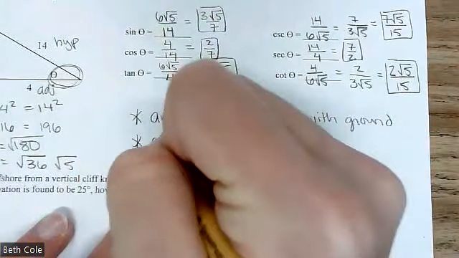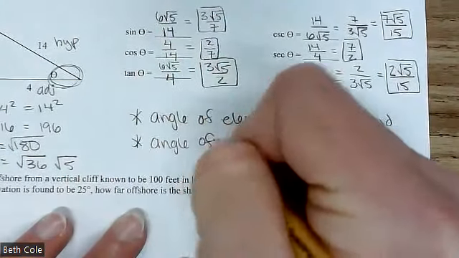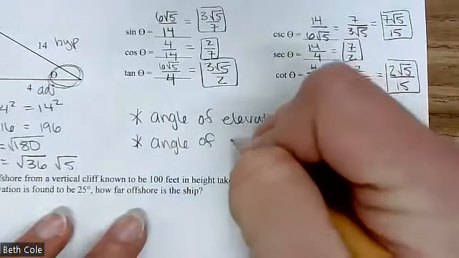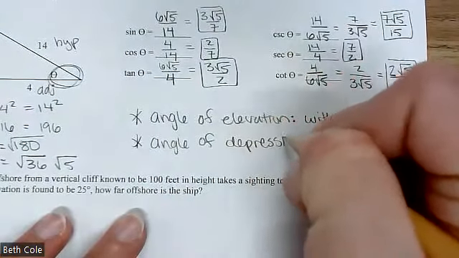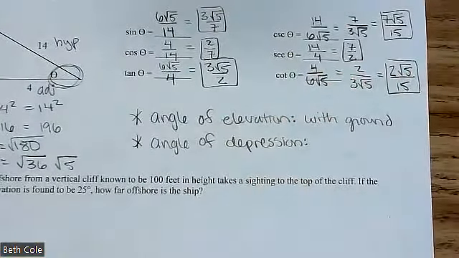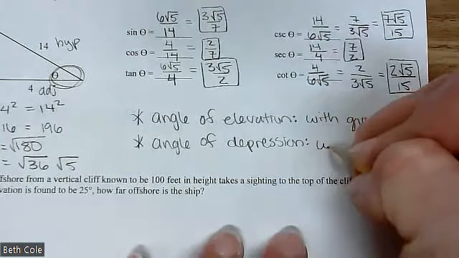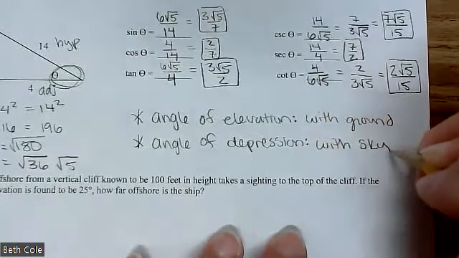The other one, I don't like what it's called, but does anyone remember what it's called? It's called the angle of depression. It's the opposite. It means you're looking down. So you're not on the ground. You're on the top of a building or something like that, looking down. So it's the angle that's made with the sky.